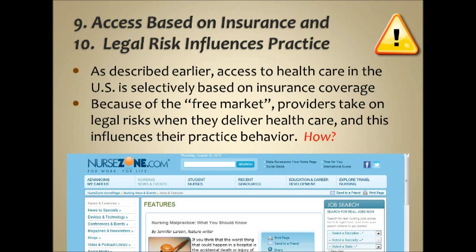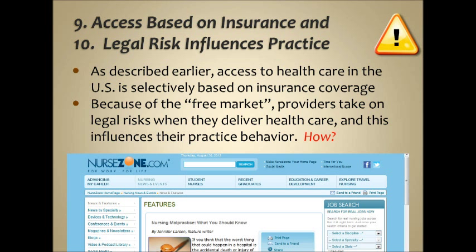The last two traits I'm going to review of the U.S. healthcare system that make it different from the other developed countries' healthcare systems are that access is based on insurance and legal risk influences practice. So let's think about that. First, in order to even get access to care, a person has to have insurance in the U.S. normally, and the providers who are providing that care are pressured by legal risks.